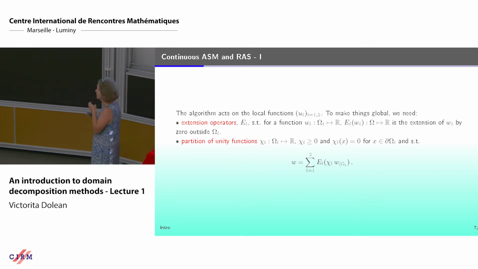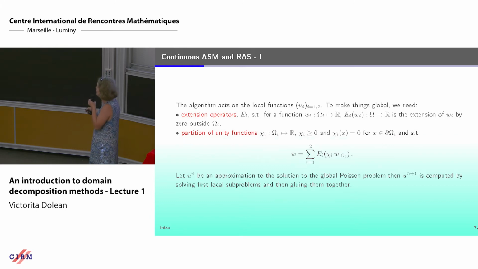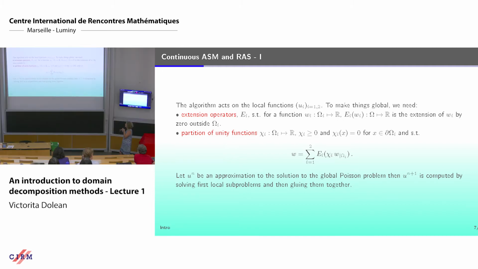Okay, so now let me denote by u^n the approximation to the solution of the global Poisson problem, right? So this is a global approximation, and u^(n+1) is computed by solving local subproblems and gluing them together. So now I'll try to express this whole process by using the objects that I just defined here.